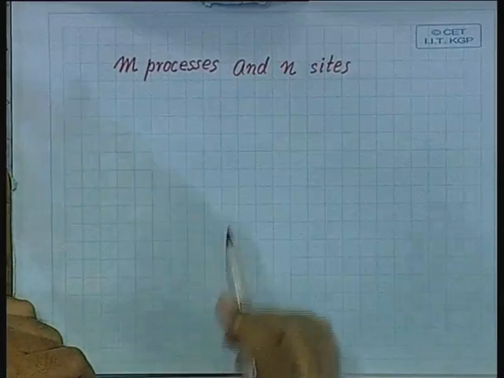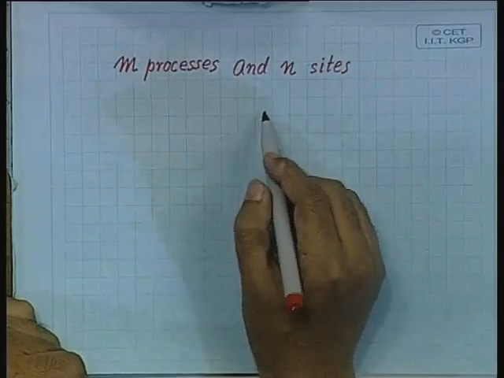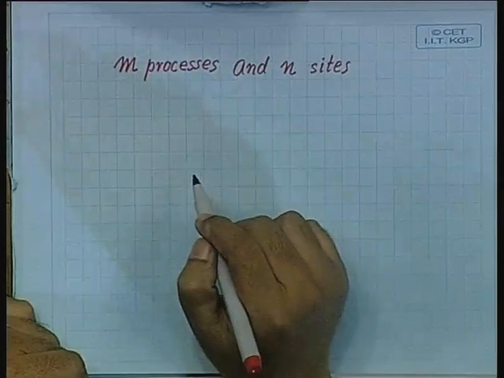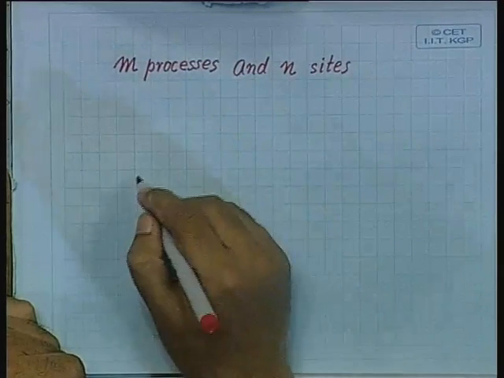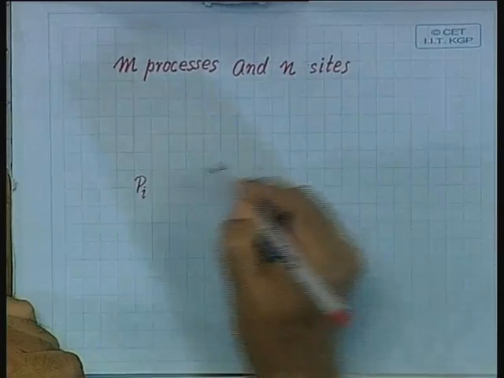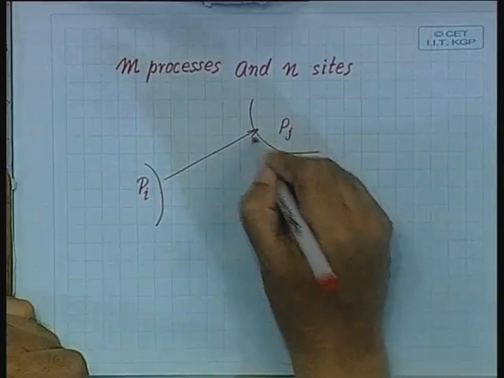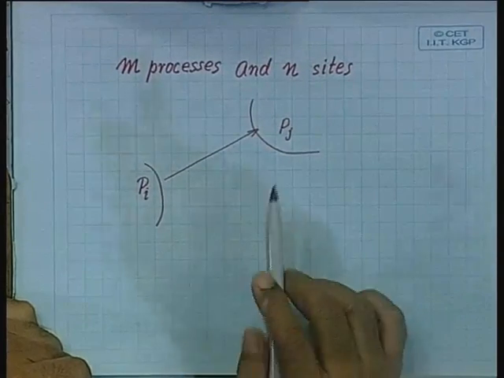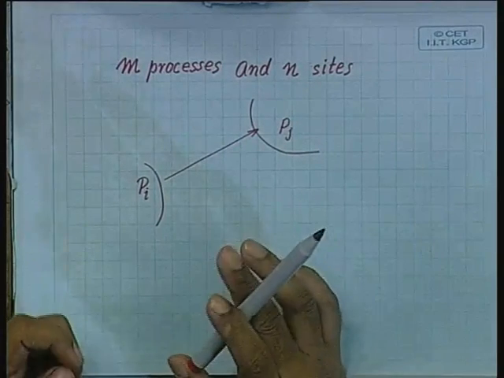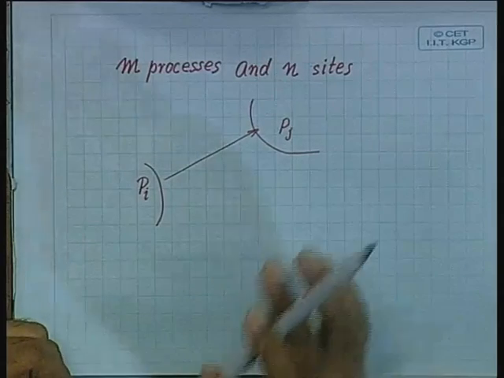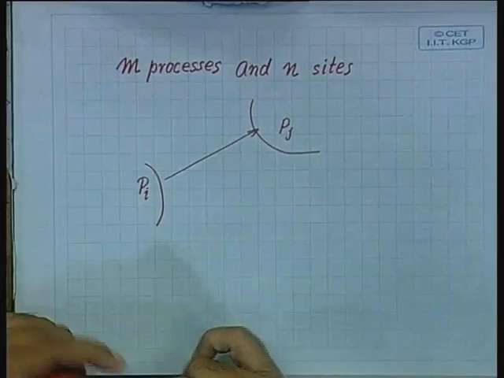Now, the question is how are the probes sent? The probes are sent from site to site, right. So, from some process Pi in one site to some process Pj in another site, right. That is how the probes are sent. So, what is the worst case number of probe messages that you may have to send with m processes and n sites?